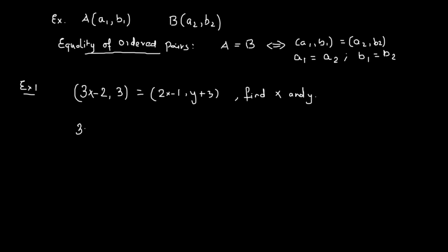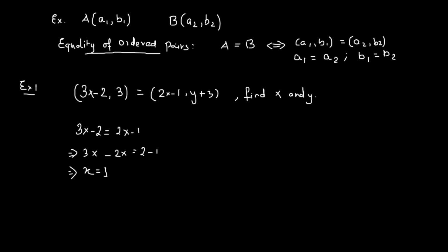So we can equate 3x minus 2 to 2x minus 1. Solving this algebraic equation, we have 3x minus 2x is equal to 2 minus 1. So that will give us x is equal to 1. So we have the x value is equal to 1.